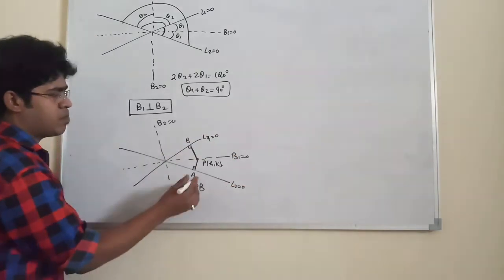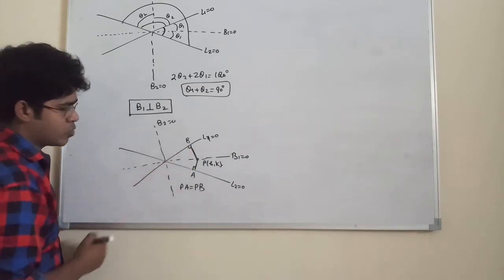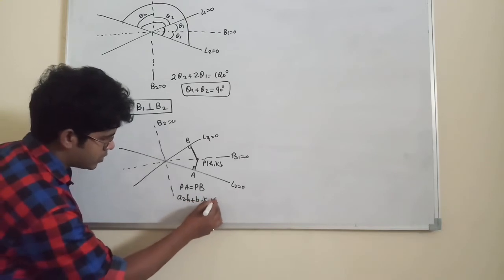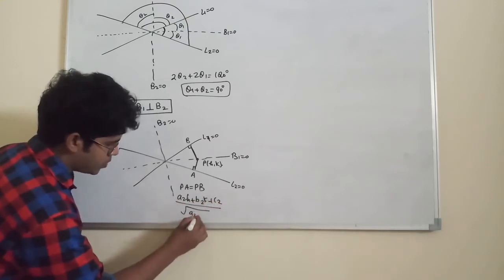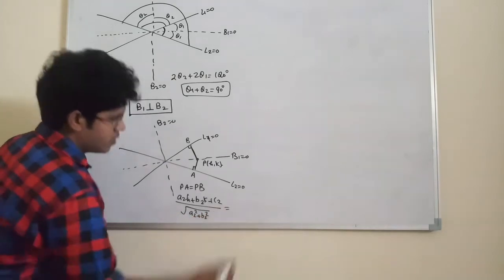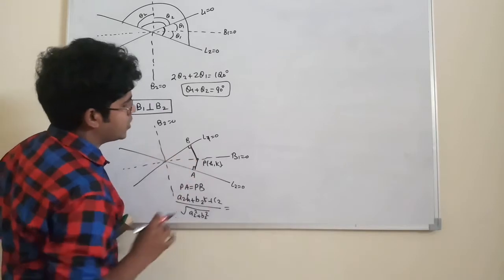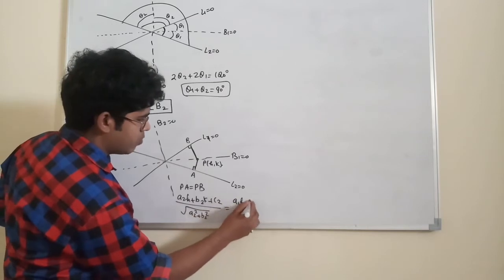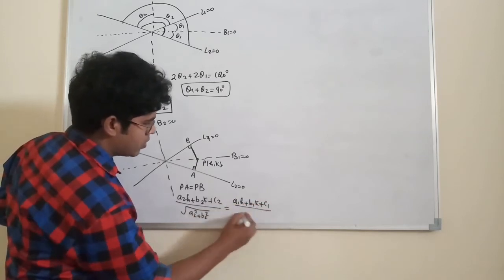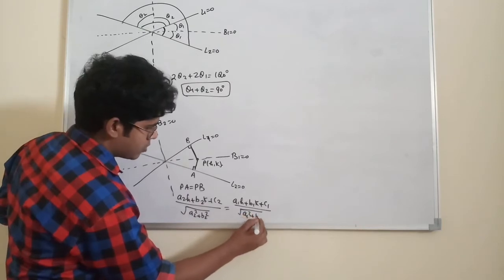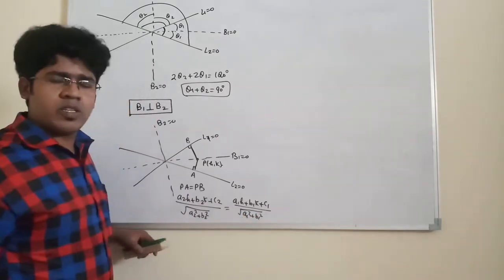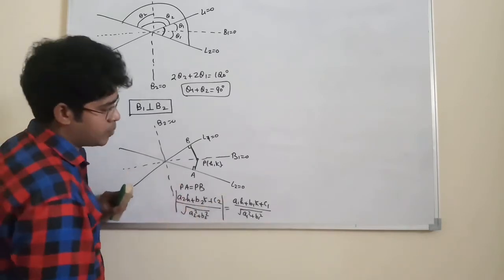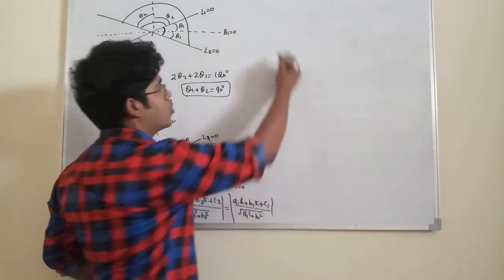So what is PA? PA is the perpendicular distance of the point P from the line L2. So I can write it as modulus of A2h plus B2k plus C2 upon under root A2 square plus B2 square. Then PB, the perpendicular distance from P to the line L1, will be modulus of A1h plus B1k plus C1 upon under root A1 square plus B1 square. Because distances are always positive, I will have to always use the modulus sign, and when I open the modulus I will get two equations.